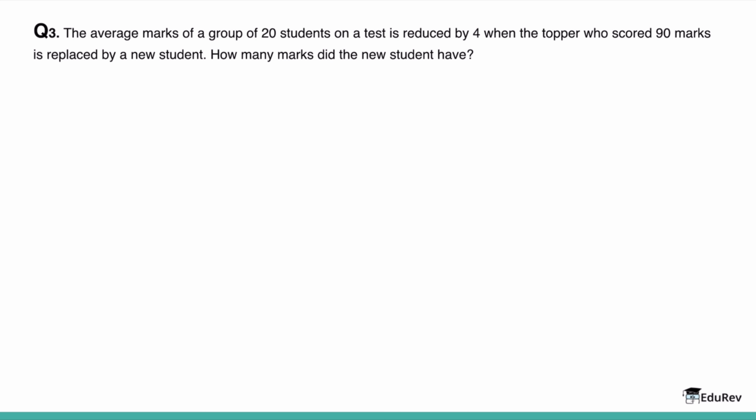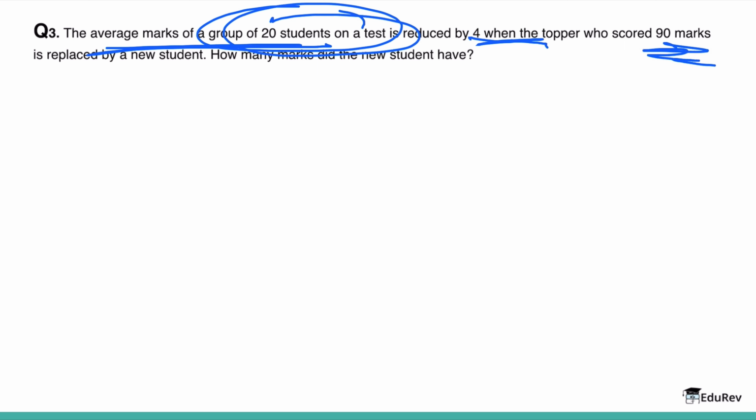Question number 3. Question number 3 says the average marks of a group of 20 students on a test is reduced by 4 when the topper who scored 90 marks is replaced by a new student. So how many marks did the new student have? So it's also simple. Now let the initial average be x and the initial total will be obviously 20x.